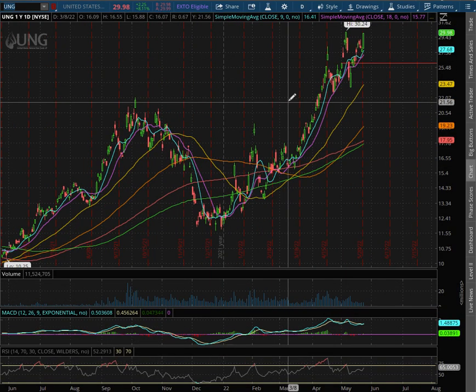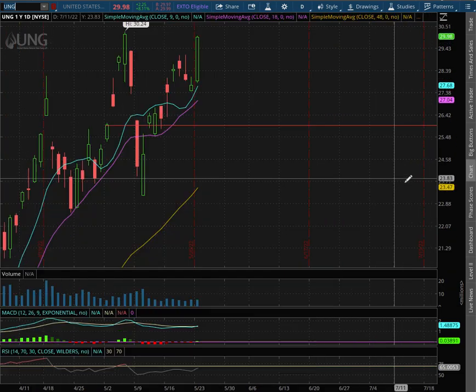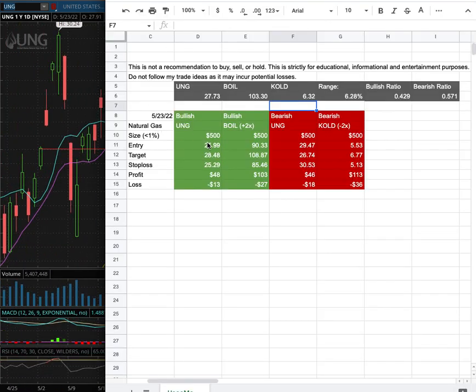And as with the trade idea, I'll be trading UNG. My trade position size is less than 1% of my portfolio, and my long entry is at $25.99. My sell target is at $28.48. My stop loss is at $25.29.